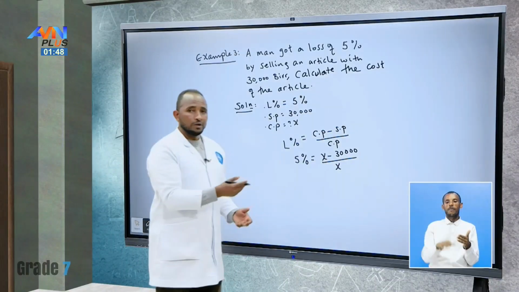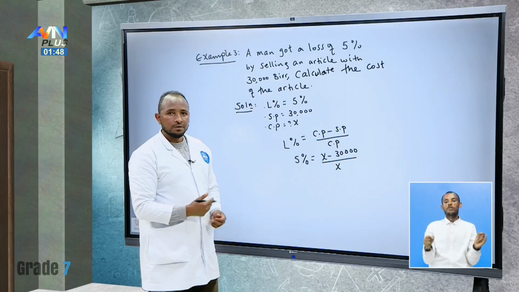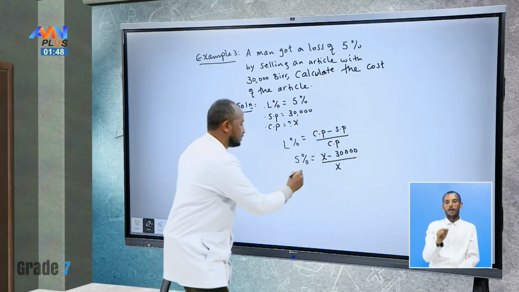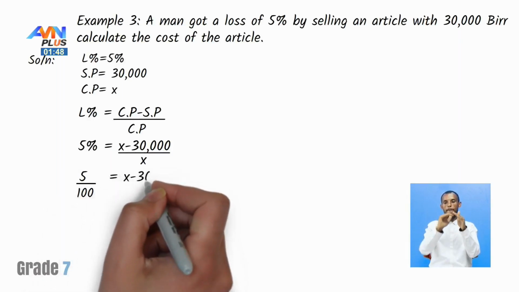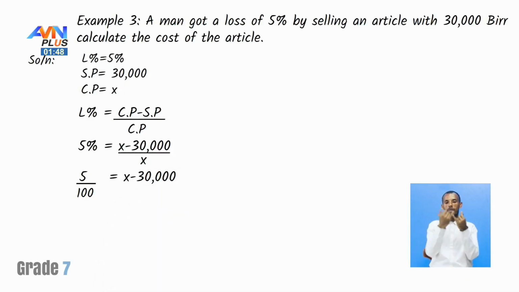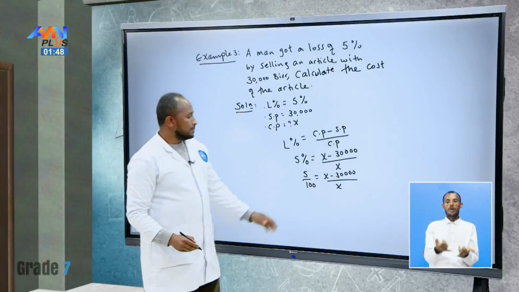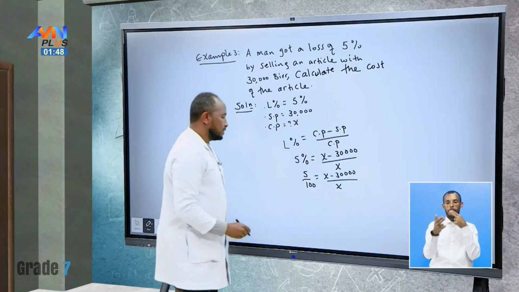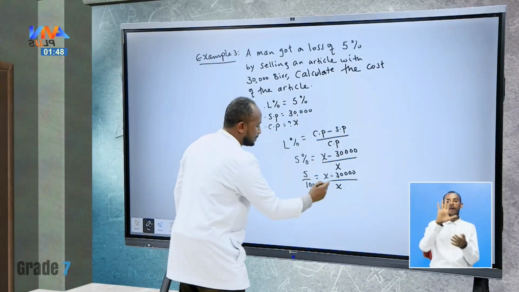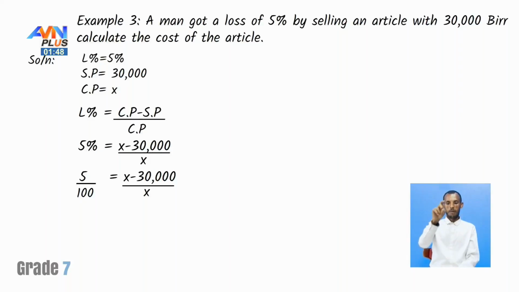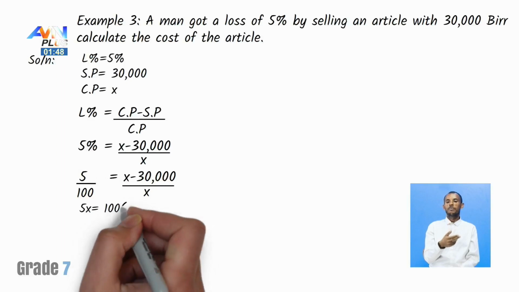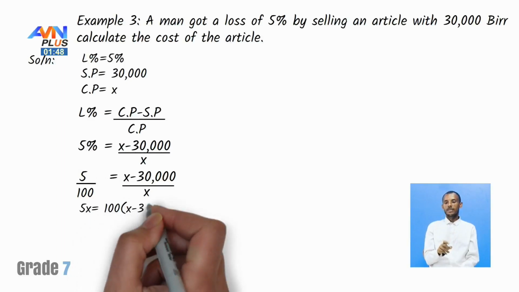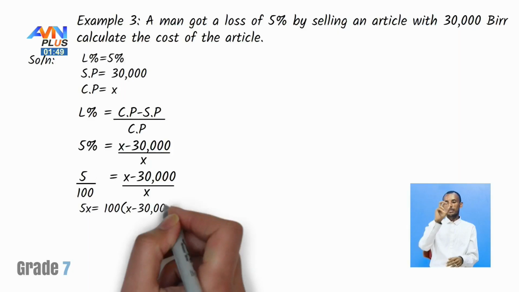So 5% when you convert this into fraction form, it means 5 out of 100. Therefore, this is written as 5 over 100 is equal to x minus 30,000 divided by x. Now, let's apply cross multiplication. So here, 5 times x it is 5x is equal to 100 times x minus this one, 30,000.